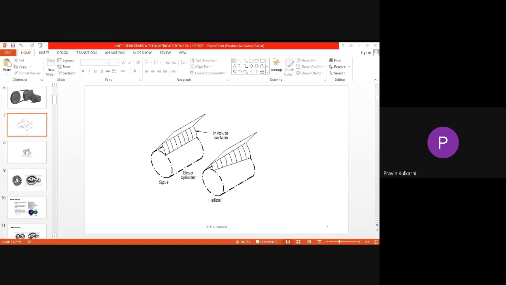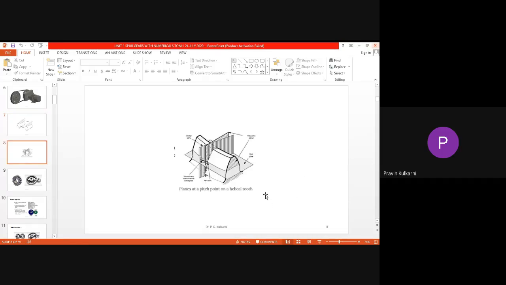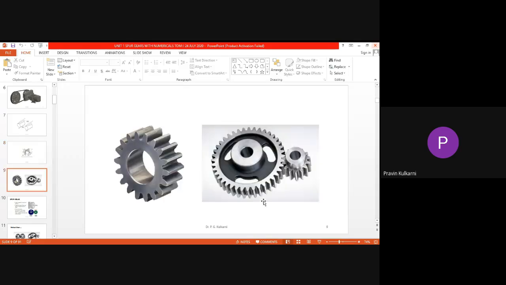Next slide. So this is the way in which I will be engaging today's lecture. I hope you are able to see the next slide. Okay, so this is showing you planes in case of spur and helical. So helix angle is the angle made by tooth with respect to axis. Spur gears, are you able to see the different slides? Please convey to me. I'm changing the slides and you are able to see the different slides. Yes, sir.